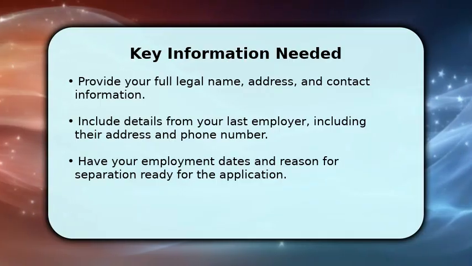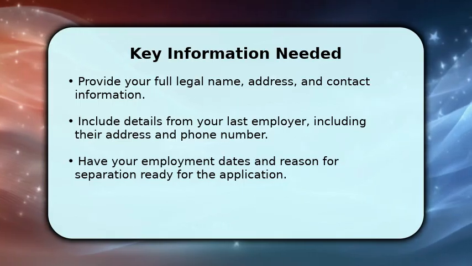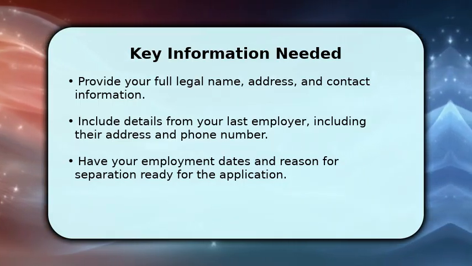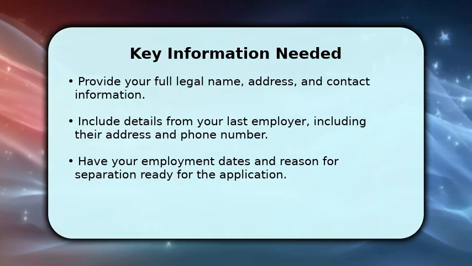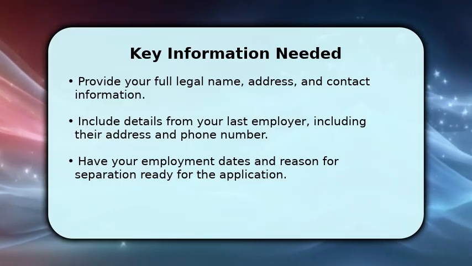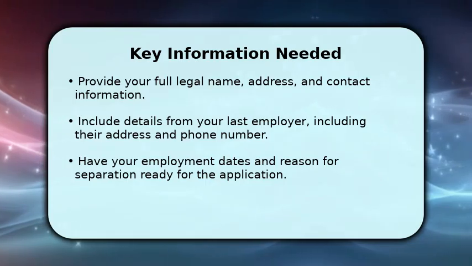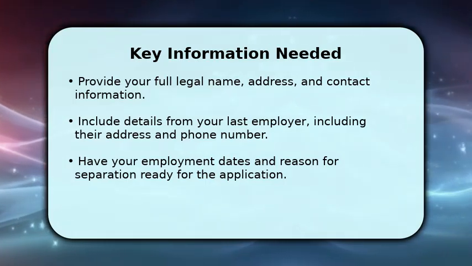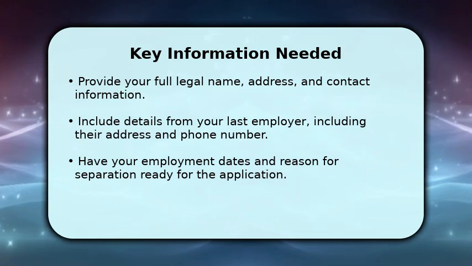When filling out the application, you'll need to provide your complete personal details, including your social security number and mailing address. Be sure to have accurate information for your most recent employer, such as their name, address, and phone number. You'll also need to specify your start and end dates of employment, along with the precise reason for your job separation. Having these facts readily available will help you complete the form efficiently and accurately.